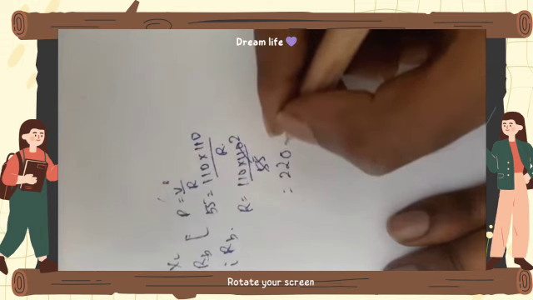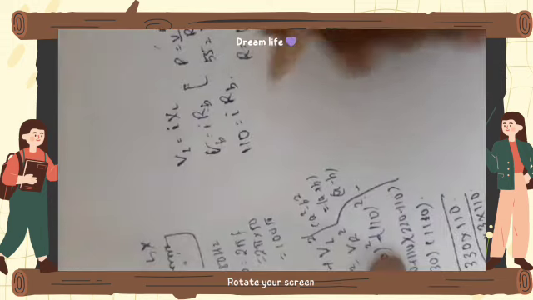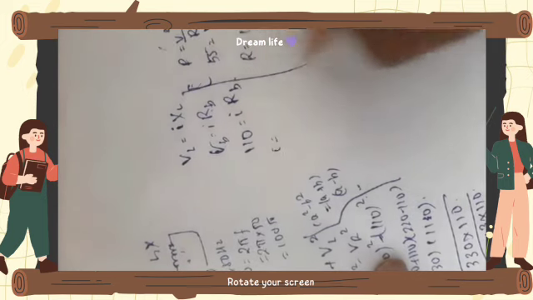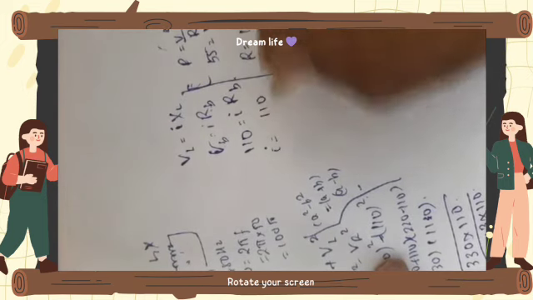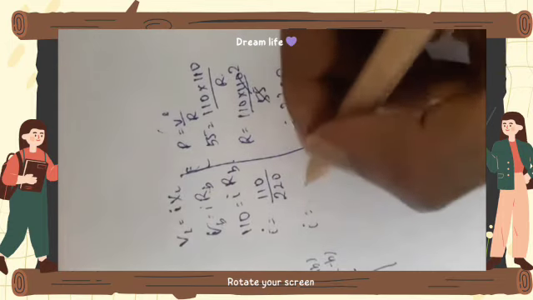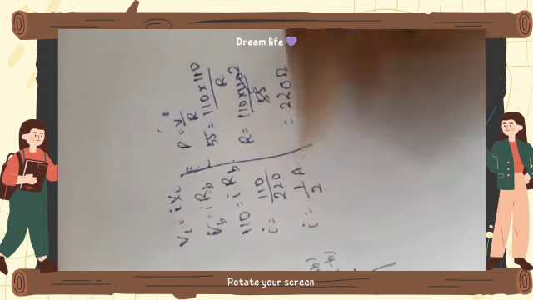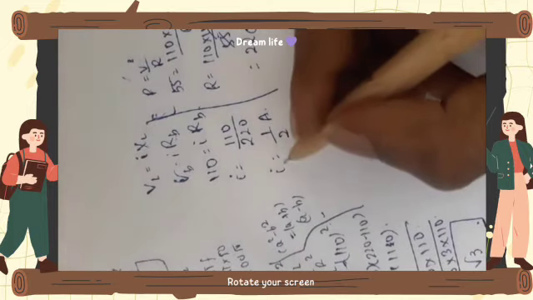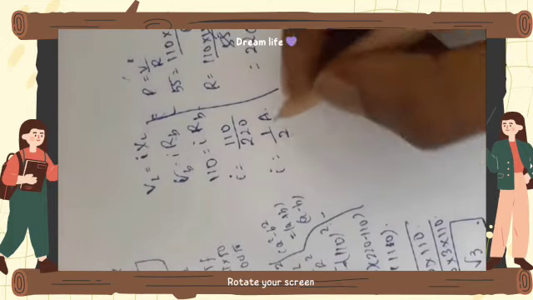So the resistance of the bulb is nothing but 220 ohm. So we can find the current I. I is equal to 110 divided by the resistance of the bulb, 220 ohm. So I is equal to 1 by 2 ampere. This is basically the RMS value.